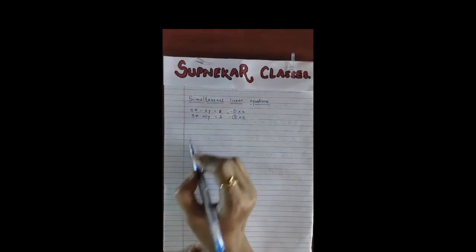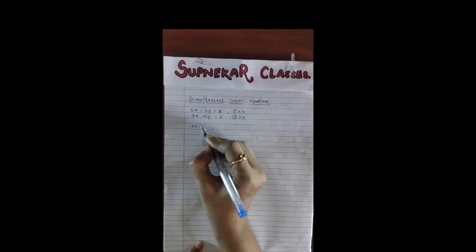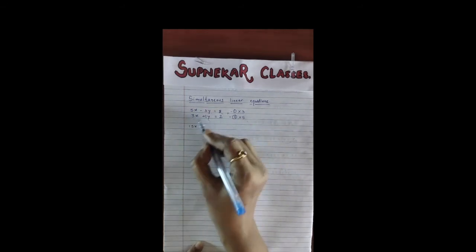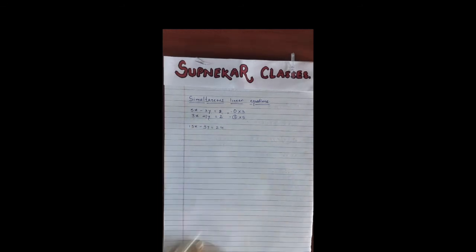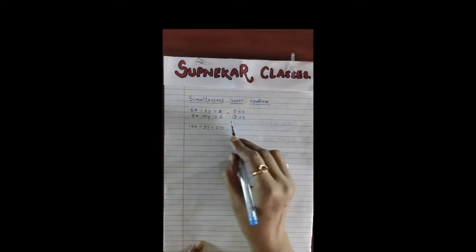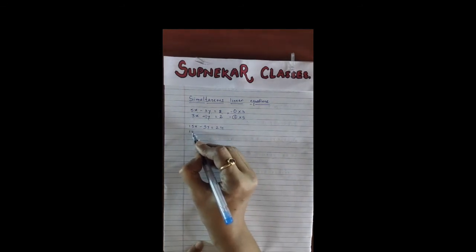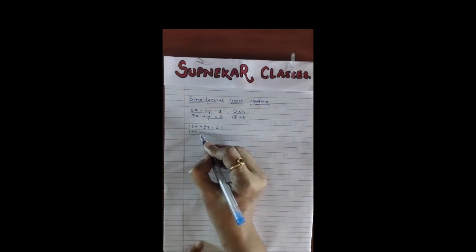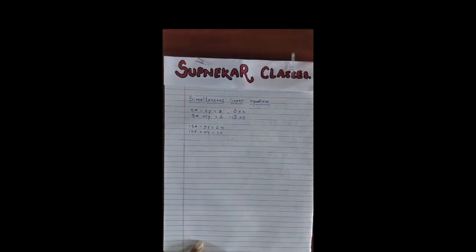With 3 you will have to multiply 5, so it will be 15x. 3 is multiplied by minus 3, it will be minus 9y is equal to 8 3s are 24. Okay, this is your first equation. This is the modified equation, and you have to multiply the second equation by 5. So 5 3s are 15x, 5 1s are 5y is equal to 5 2s are 10.